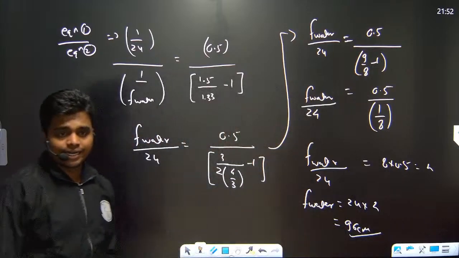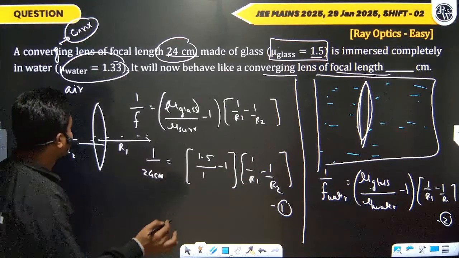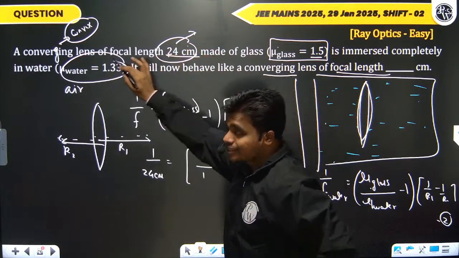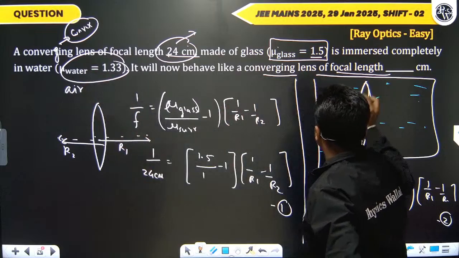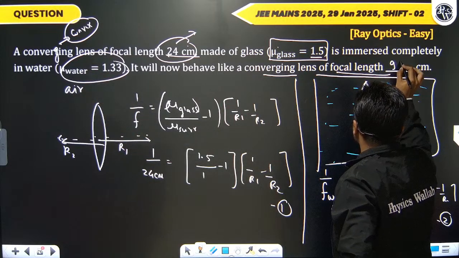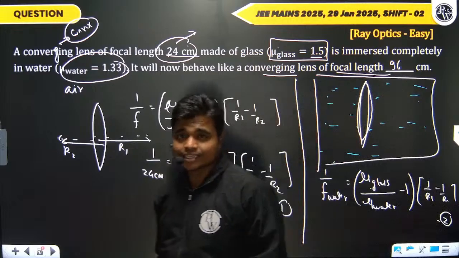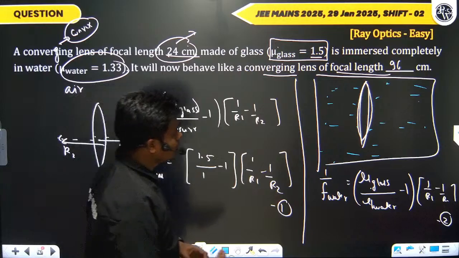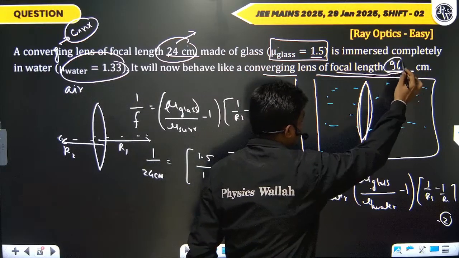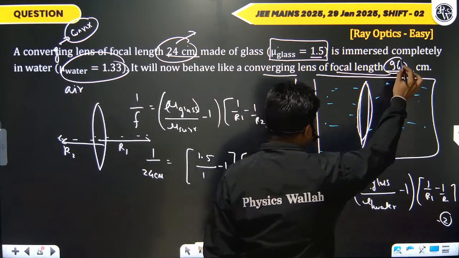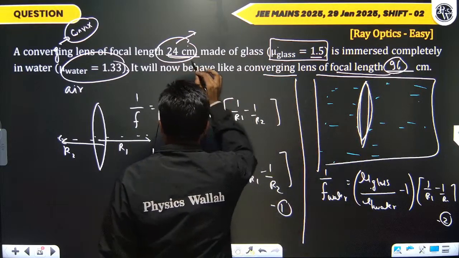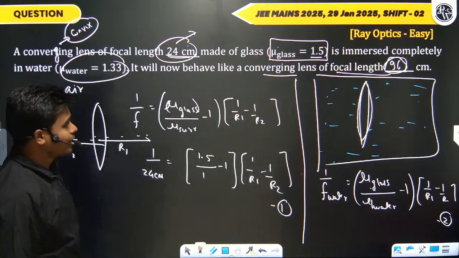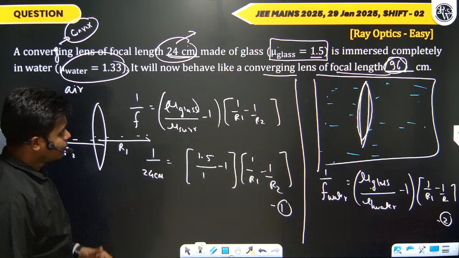The same converging lens that is in air has how much focal length? 24 centimeter. Now when we keep it inside the water, the same lens will behave as a lens whose focal length is 96 centimeter. So the power of the lens will decrease over here. This one is 24 centimeter, this one is 96 centimeter. Focal length is increasing, so the power of the converging lens will decrease.